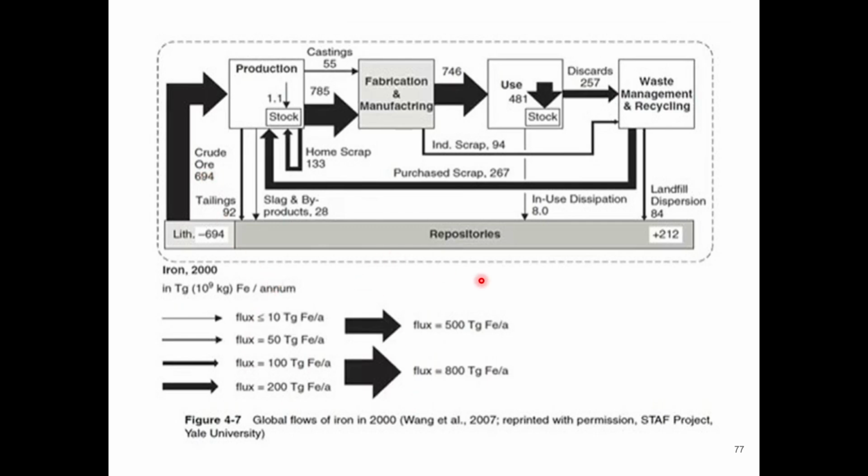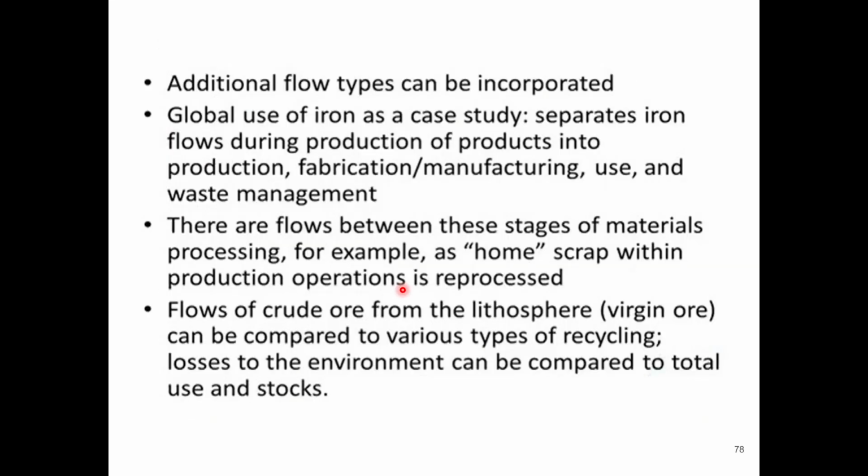So per particular area, it is the amount of iron flowing. Similarly, the additional flow types can be incorporated. So, global use of iron as a case study separates iron flows during production of products into production, fabrication, manufacturing, use, and waste management.